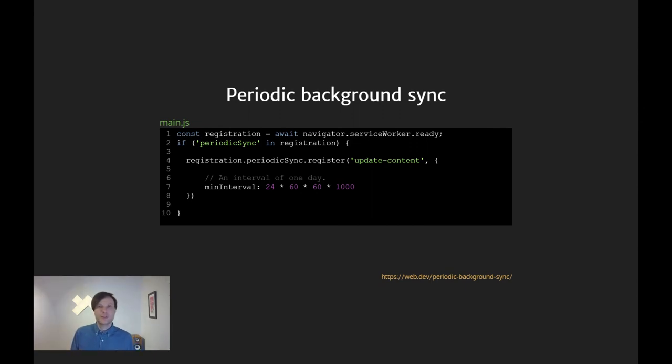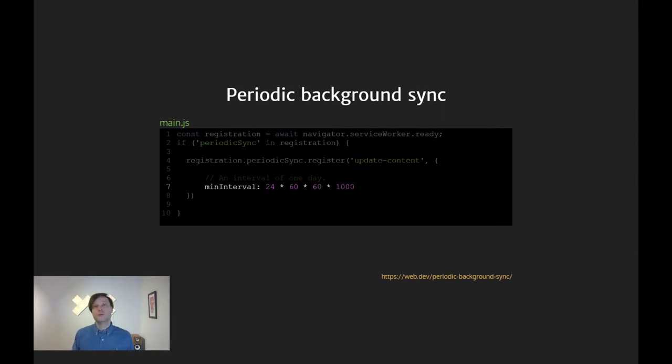In the majority of the scenarios, we do it in our main JavaScript bundle, and I always recommend to do feature detection, because this API might be available or might be not available under particular circumstances, and we don't want to pollute our console with red lines, and we definitely don't want to ruin core user experience. And then we provide only one parameter called min interval.